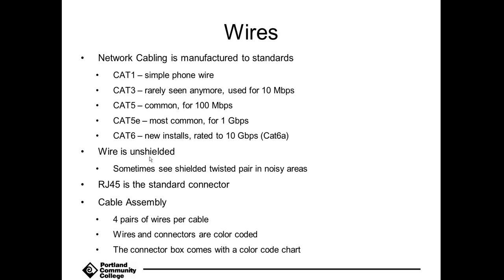Now, this wire is unshielded. Sometimes you might see in noisy industrial areas there will be a shield on the wire. RJ45 is the name of the jack. It's the connector. And the cable assembly has 4 pairs of wires per cable. The wires and connectors are color coded, and if you buy a box of connectors, it usually comes with a color code chart, or you just look it up on the internet.